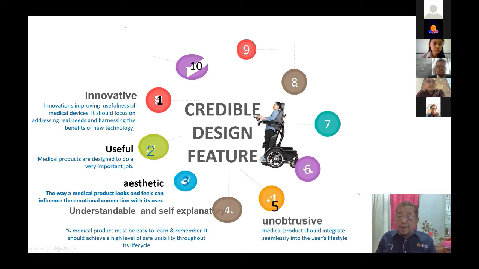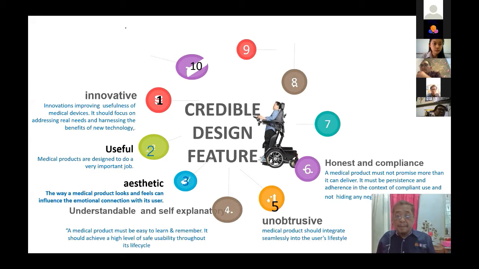And fifth, the product should not deter the user from doing something else, right? It is useful for certain things, and it should not deter the user from doing something else. For example, if the product obstructs the user from eating, I don't think that is a good design. So try to make it unobstructive.